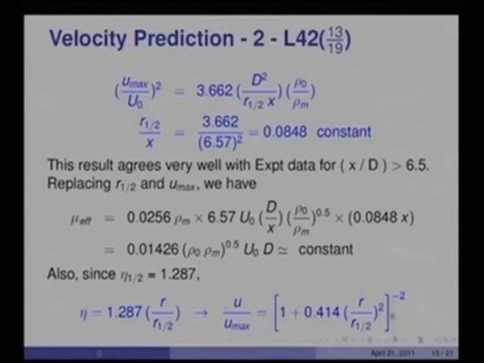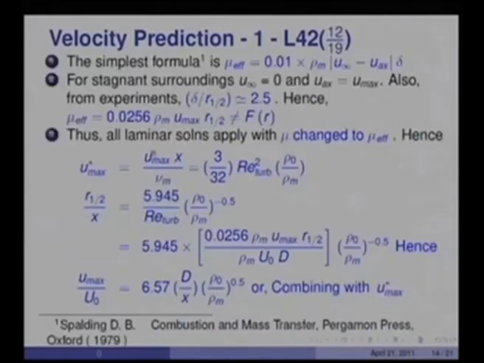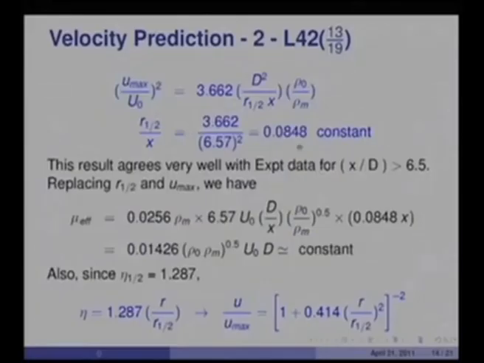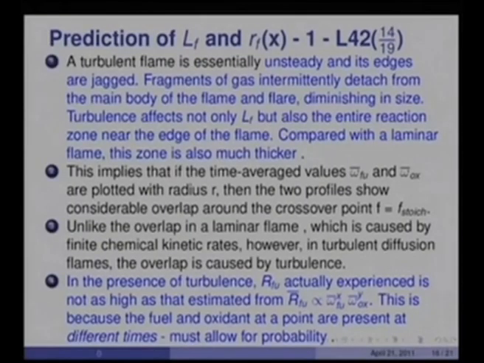So, this is the velocity profile of a turbulent jet, u over u max equal to all that, and eta would be 1.287 r over r half, and r half is simply 0.0848 into x. A turbulent flame, now we have turned to LF and RF prediction.